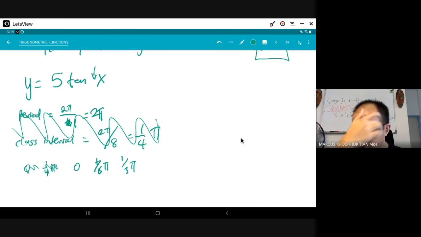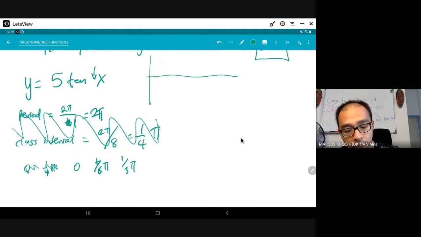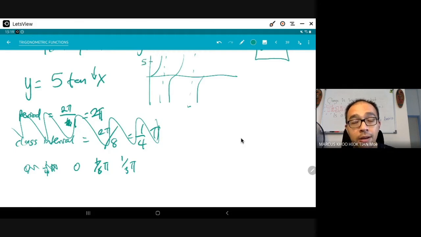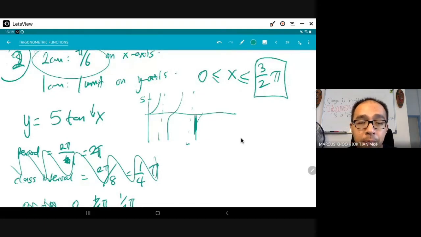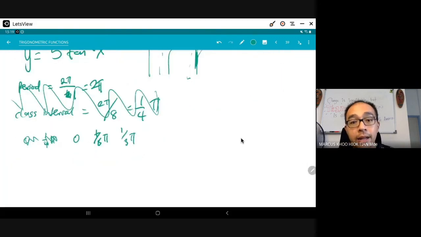Okay, because 5 tangent x is really a no-brainer. Its graph is like this. Okay, you get the two asymptotes over here. They will always do like this. Okay, the 5 is pretty much useless. It's still going to look like this. And it's only one cycle. By 0 to 3 over 2 pi. So 3 over 2 pi, I think you will land somewhere over here. Okay, so what you can do is you can use this pi over 6 to make your table. And then from the table, you draw the graph.